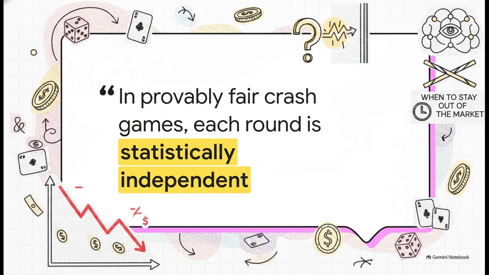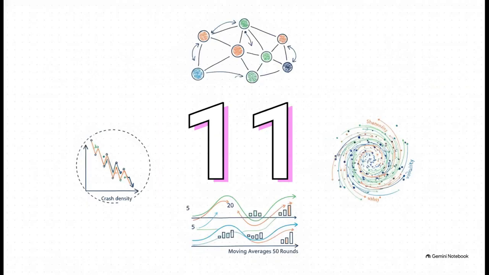The AI actually has to learn high-level strategies, recognize complex patterns, and crucially, know exactly when to stay completely out of the market. To pull this off, the AI evaluates a complex 11-dimensional state vector. It doesn't just look at the last multiplier. No way! It's digesting exponentially weighted moving averages over the last 5, 20, and 50 rounds. It tracks crash densities, meaning how often is the game crashing instantly right now.